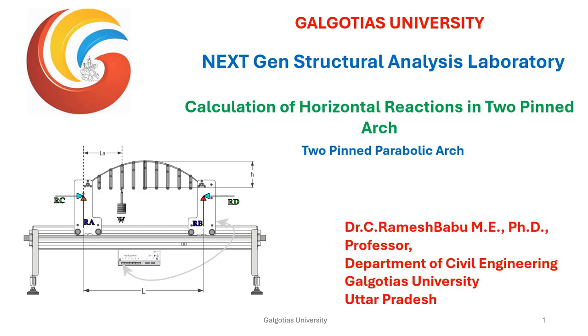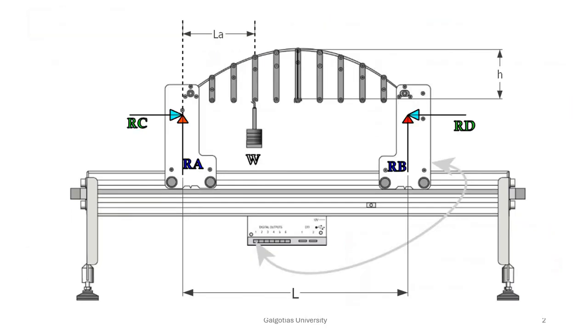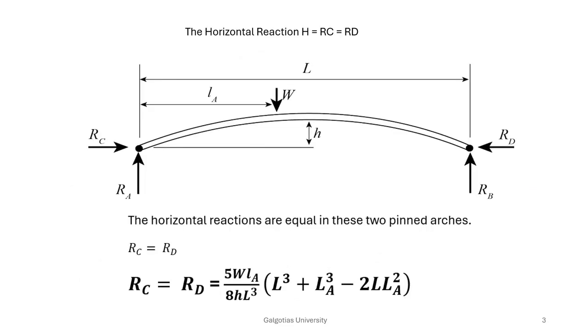I will be employing the strain energy method to derive the expression for the horizontal reaction. So here we go. This is the experimental setup, idealized as a parabolic arch having vertical and horizontal reactions, and the load is applied at a distance LA from the left support.